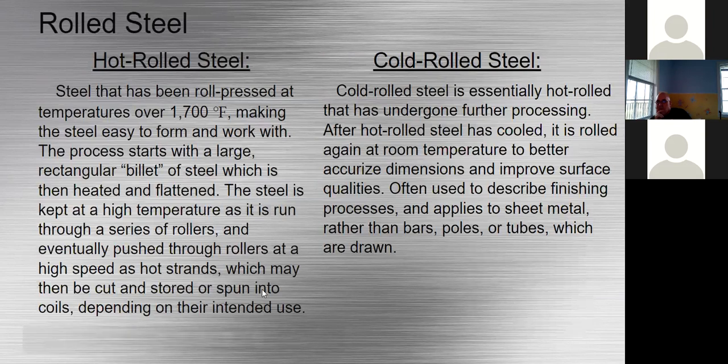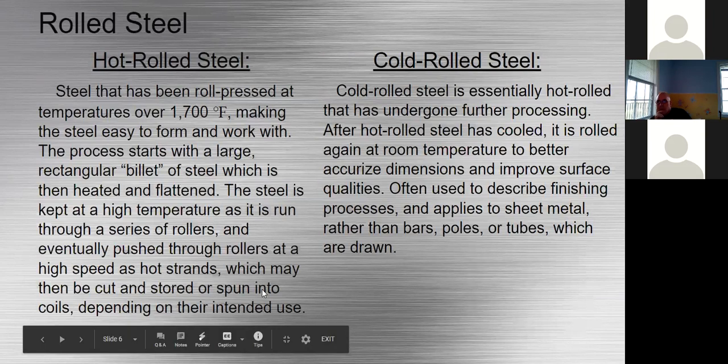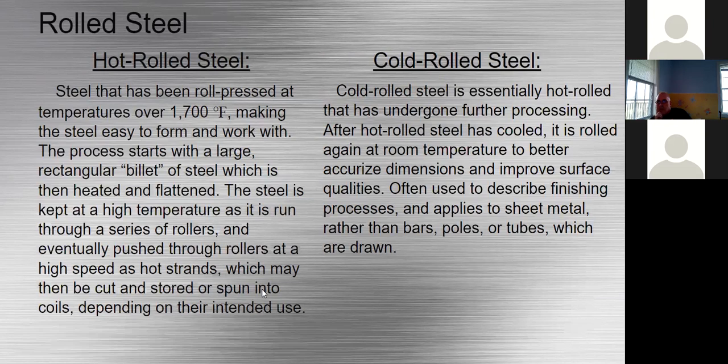There are two different types of rolled steel: hot rolled steel and cold rolled steel. Hot rolled steel is steel that has been roll pressed at temperatures over 1,700 degrees Fahrenheit, making the steel easy to form and work with. The process starts with a large rectangular billet of steel, which is then heated and flattened. The steel is kept at high temperature for a while as it is run through a series of rollers and eventually pushed through rollers at a high speed as hot strands, which may then be cut and stored or spun into coils, depending on their intended use.